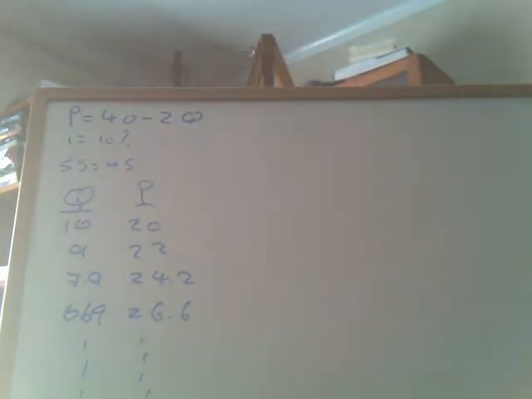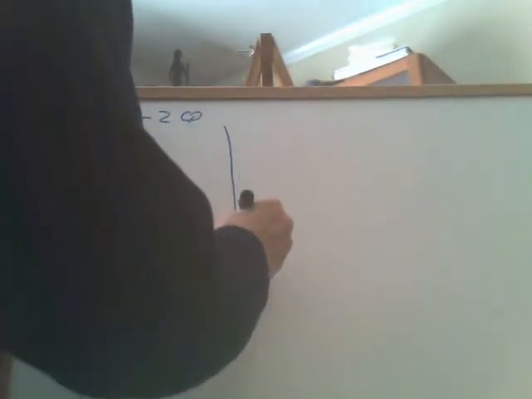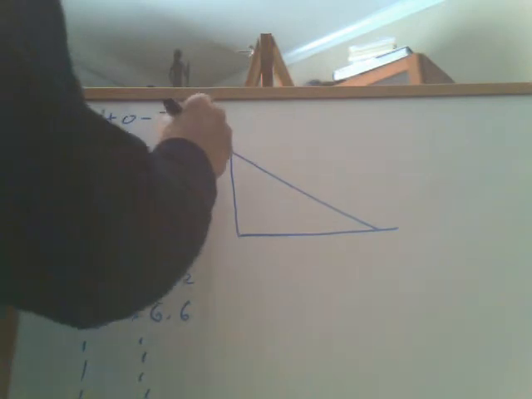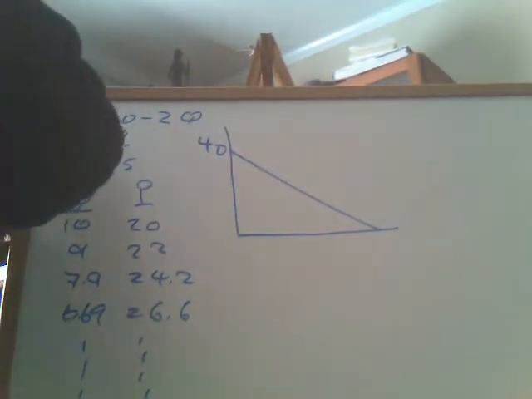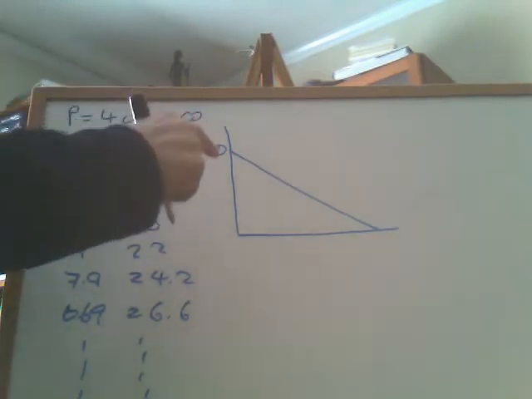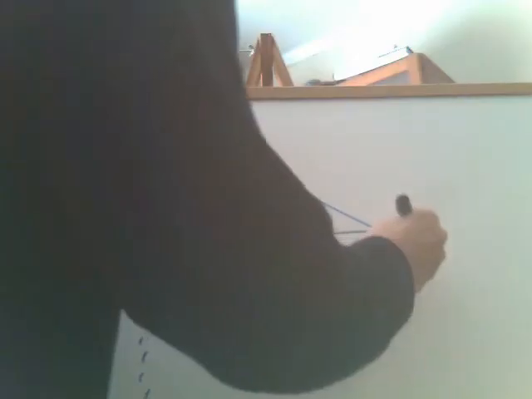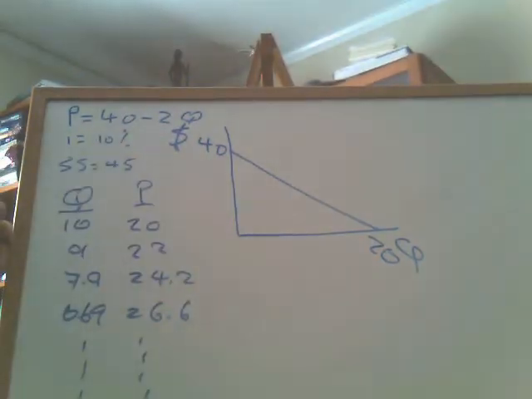So what do we have over here? Notice this gives us a demand curve, so we will have a demand curve as such, right? When the quantity is 0, the price is 40. When the price is 0, what did we calculate the quantity to be? 20, right? So this is right now a demand curve.